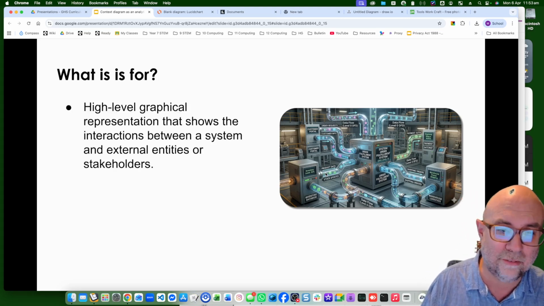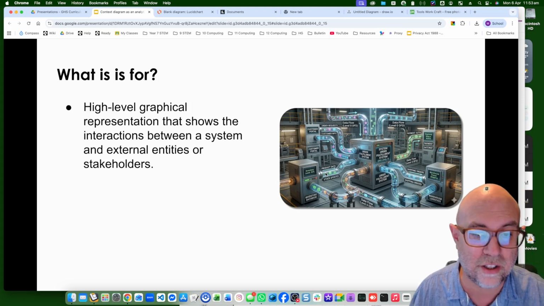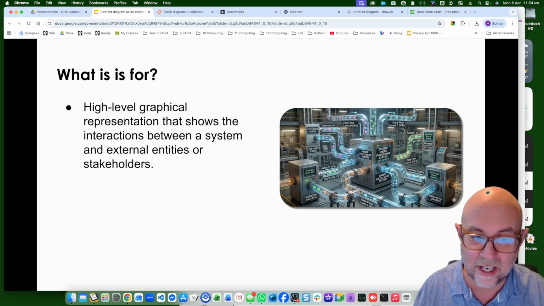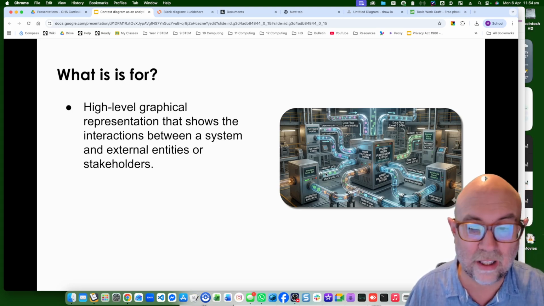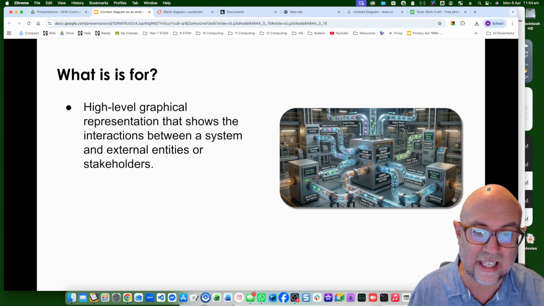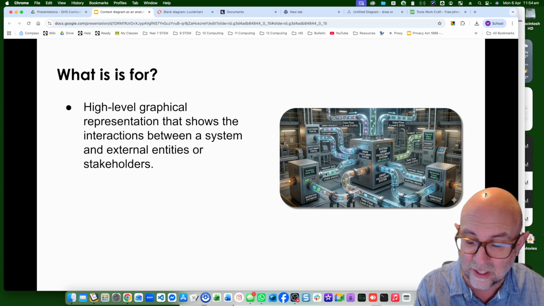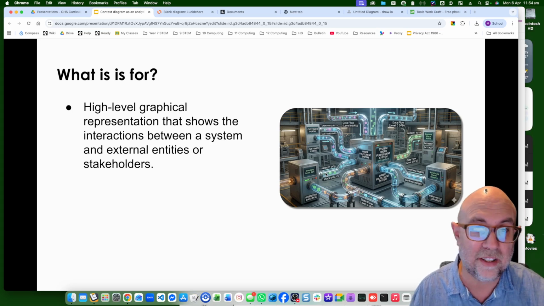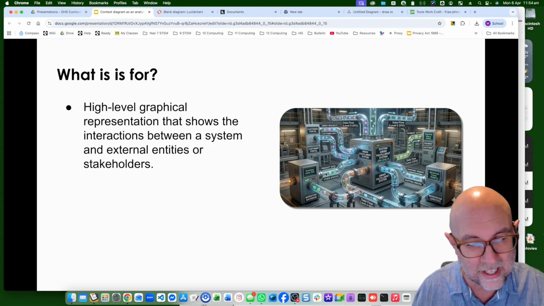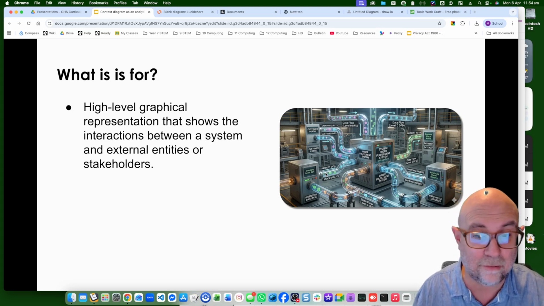So it's a high-level graphical representation that shows the interactions between a system and external entities or stakeholders. When we say high level, we mean there is still a degree of abstraction. It's not saying exactly or precisely what the data is, but it is describing the data that's going through. We go into that level of detail in the data flow diagrams.